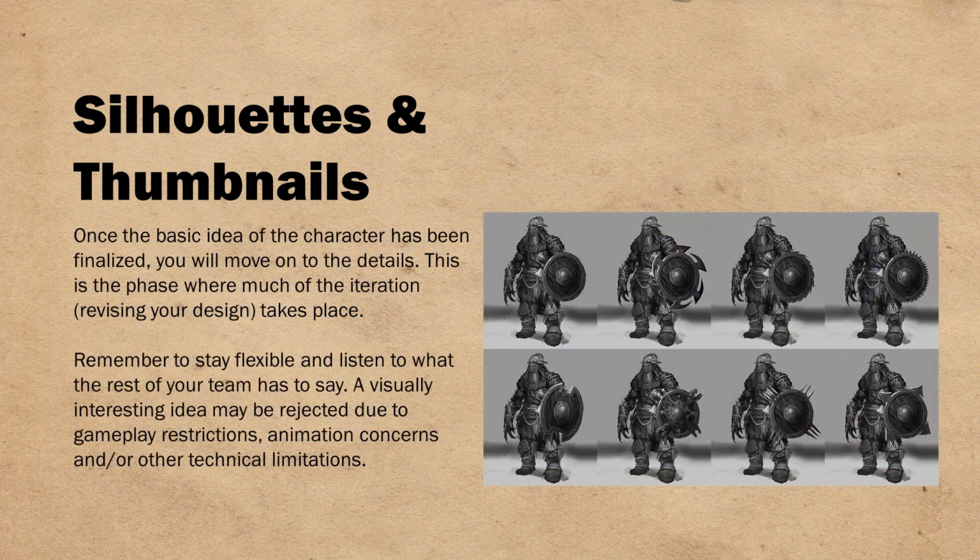Once the basic idea of the character has been finalized, you will move on to the details. This is the phase where much of the iteration takes place. This means that you are supposed to revise your design based on the feedback that you receive from the rest of your team members. Remember to stay flexible and listen to what they have to say. A visually interesting idea may be rejected due to gameplay restrictions, animation concerns, and or other technical limitations.